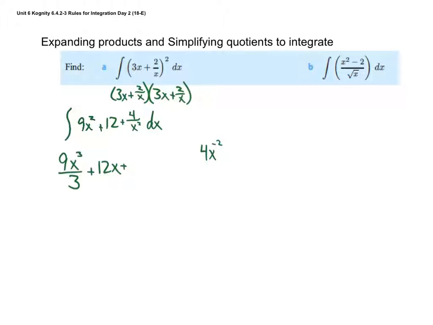Wait, hang on, do it one step at a time. It's going to be 4 times the integral of x to the negative 2. You add 1 to the exponent and divide by the new exponent. I'm not simplifying anything initially here. So the integral of x to the negative 2 power is x to the negative 1 over negative 1.